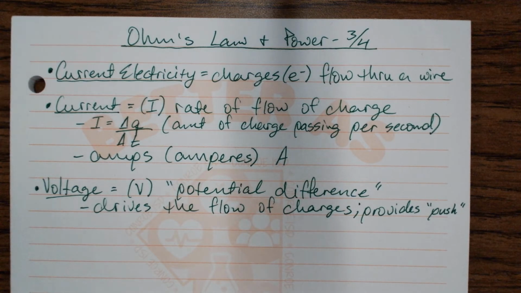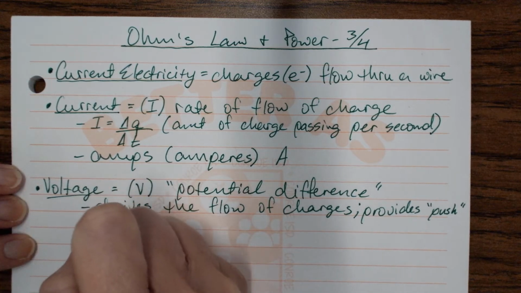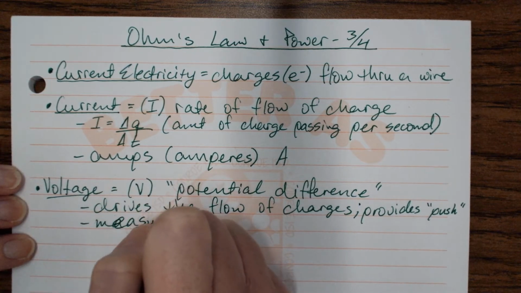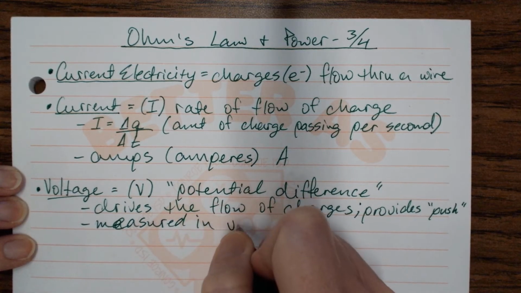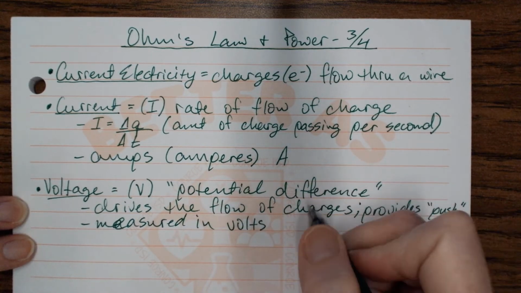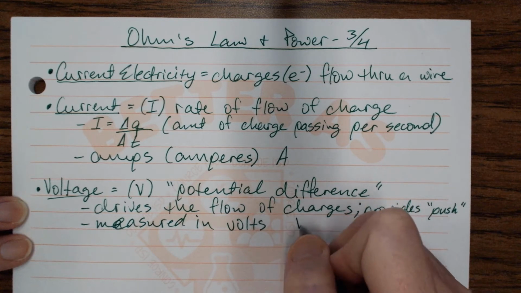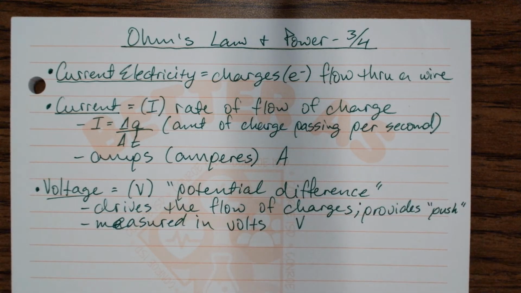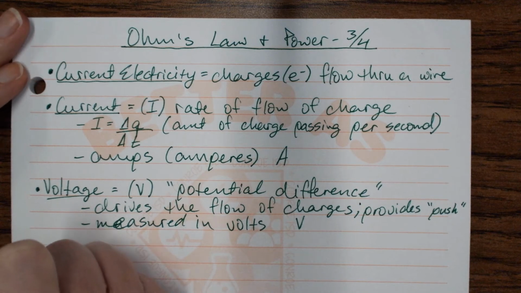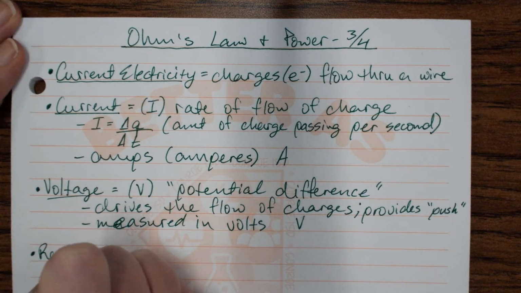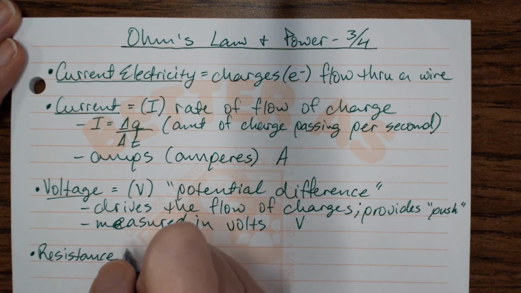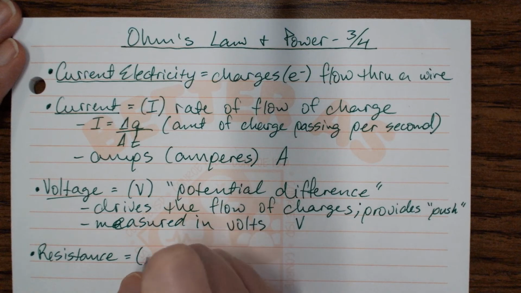We call it potential difference because it's usually measured between 2 points, and it's the difference in the push between those 2 points. It is measured in volts, which we denote by a capital V for volts. Okay, and then you have resistance, which in an equation is denoted by a capital R.